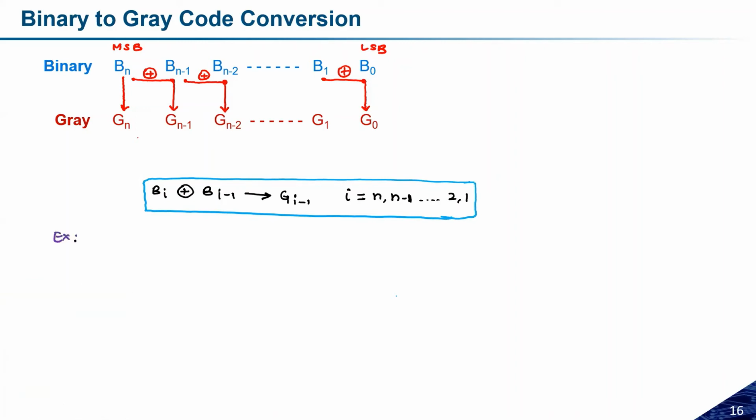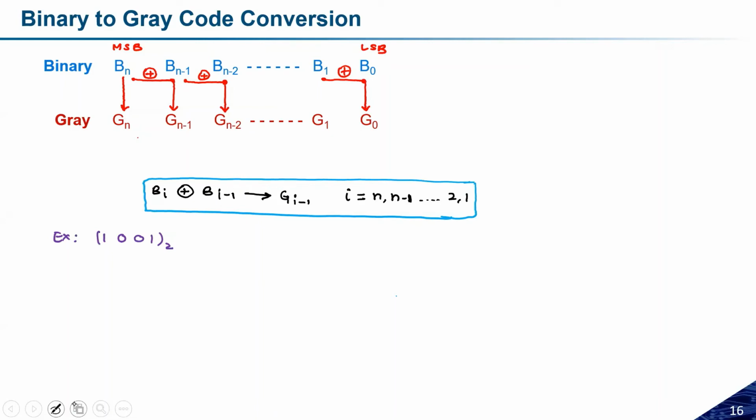Suppose I have a binary number, 1001. This is in binary, and I want to convert it into the gray code. So can anyone tell me what will be the gray code? Ajay, do you know how this XOR operation works?